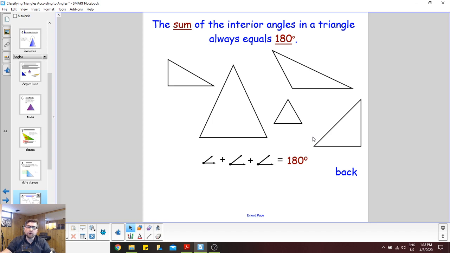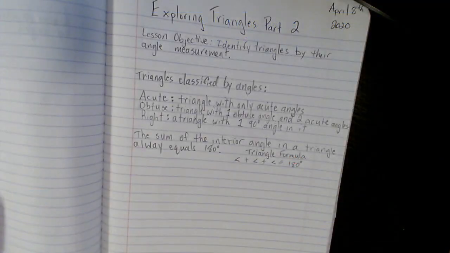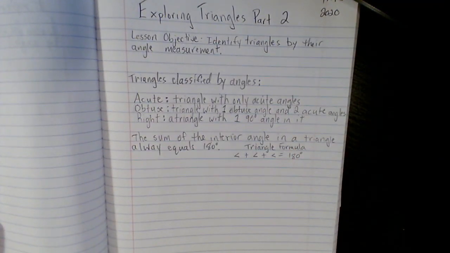We will be learning how to draw triangles and construct triangles next, but right now we are just classifying them. So, in your notes, make sure you have this done. And then you have the triangle formula, which is down here at the bottom: angle plus angle plus angle equals 180 degrees.